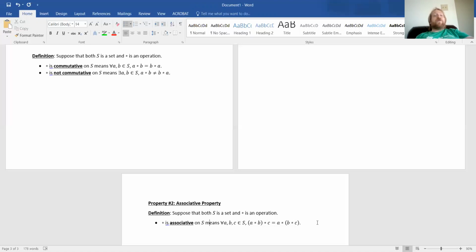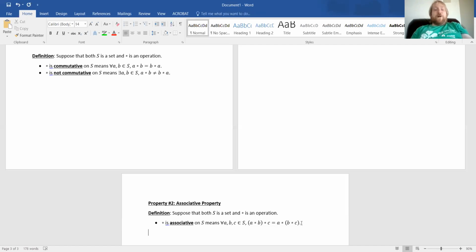So the differences are: commutative is a statement that involves two elements, whereas associative is a statement that involves three elements. Commutative as a property allows you to move the order that you have written elements, whereas associative as a property allows you to move where you have put the parentheses. Those are the two key differences between commutative and associative.